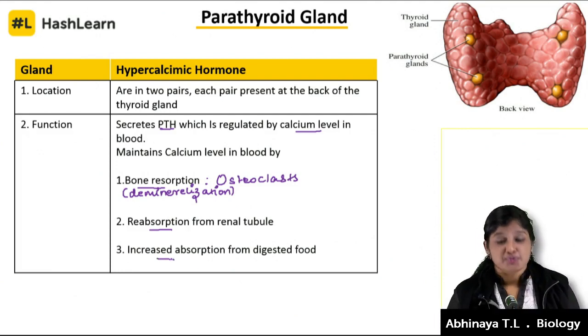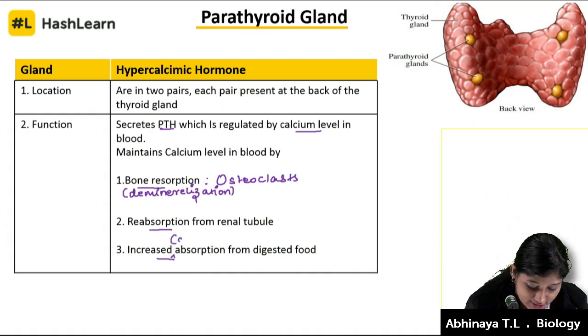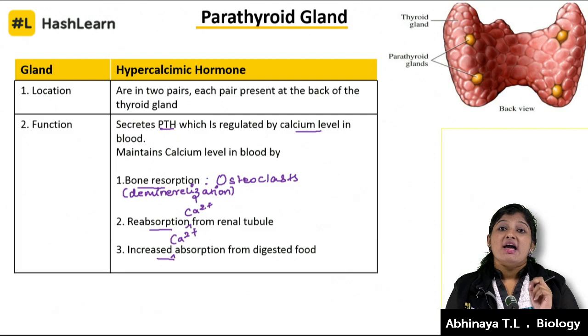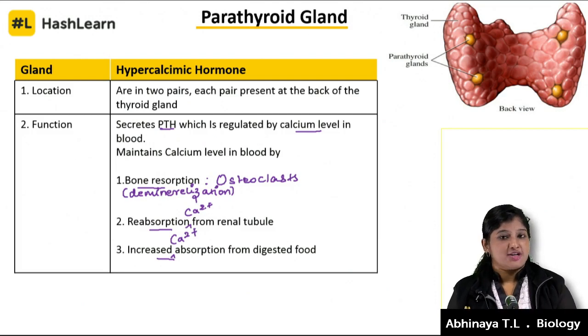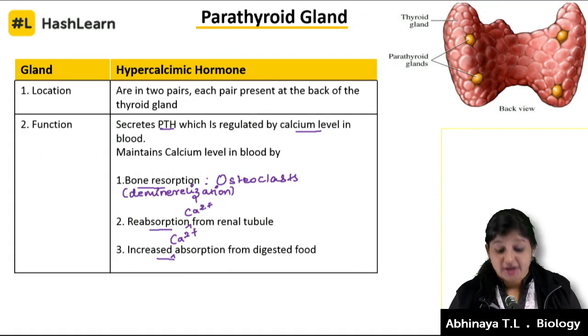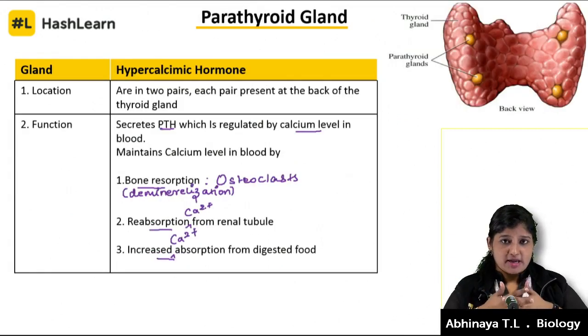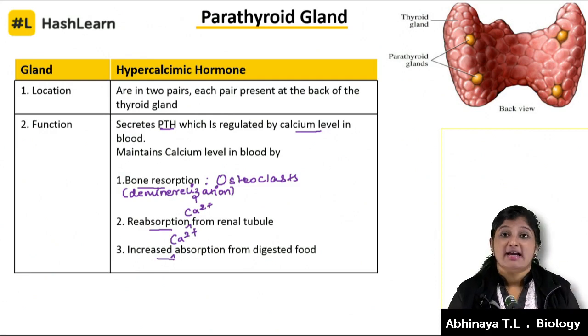Then there is increased absorption from the digested food. What is getting absorbed here is calcium. So, reabsorption of calcium from our renal tubule and increased absorption of calcium from our digested food. That's what the parathyroid gland does. It keeps the calcium level in our body. It also has a coordinated function with the TCT, which is secreted by the thyroid gland. It mixes with that and maintains the calcium level in our body.